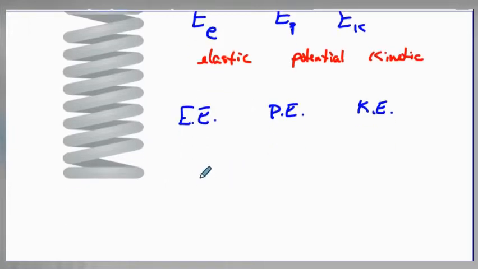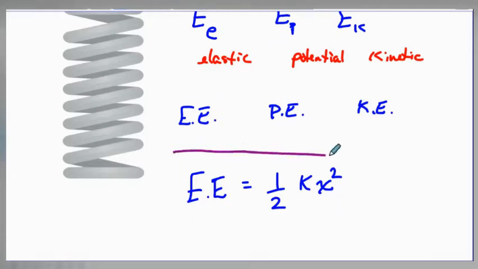So, very simply, the formula for elastic energy is 1/2 times the k value times x squared. We'll do a few examples using this equation.